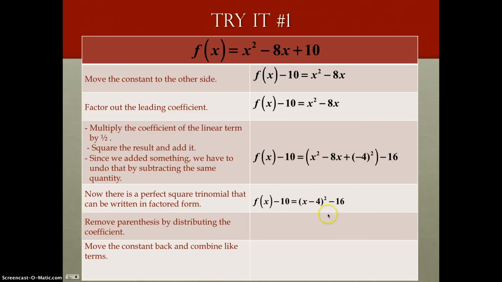-10 came down, -16 came down. We have a coefficient of 1, so the next step looks the same when we distribute the coefficient. And then our last step is to add that 10 back onto the other side and combine like terms.